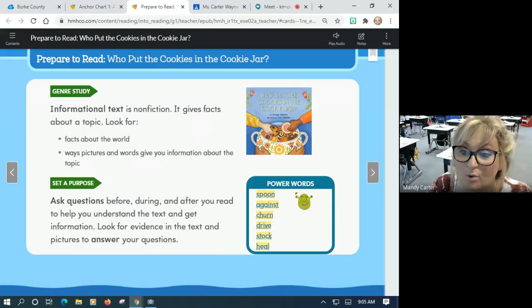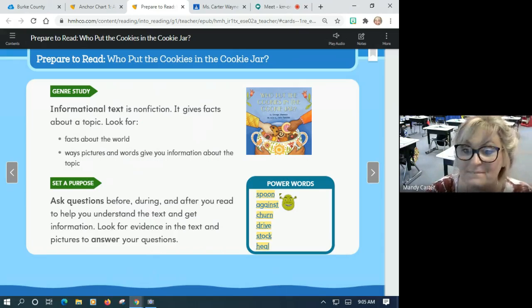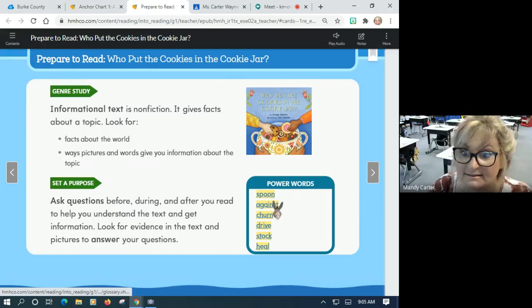Some of the power words are spoon. I have a spoon right here. Against, churn, drive, stock, and heal.